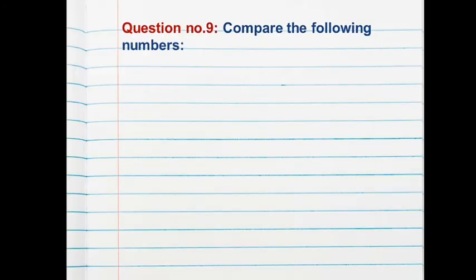Then question number 9, compare the following numbers. Now we have to do the comparison in the given numbers. So question number A, it is given 4.2 into 10 raised to the power 5 and 2.5 into 10 raised to the power 7. So here two numbers are given, it means two expressions are given. We have to compare these expressions. So for comparing these expressions, first we have to solve them. So first we will simplify 4.2 into 10 raised to the power 5.